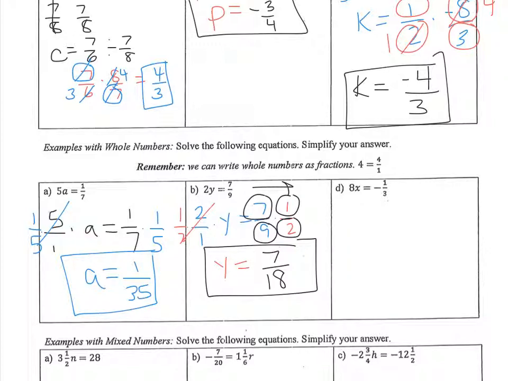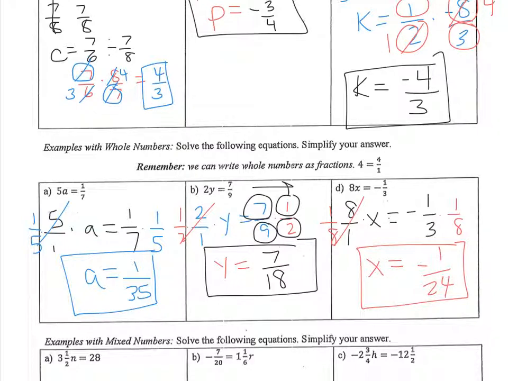And then letter D, this is 8/1 times X equals -1/3. So multiply both sides by the reciprocal, which is 1/8. This is 1/8. Cancels out. X equals -1/24.